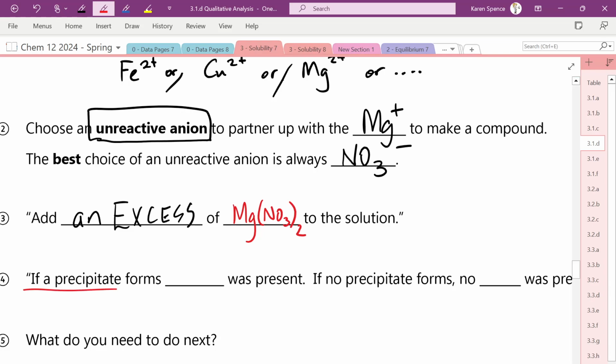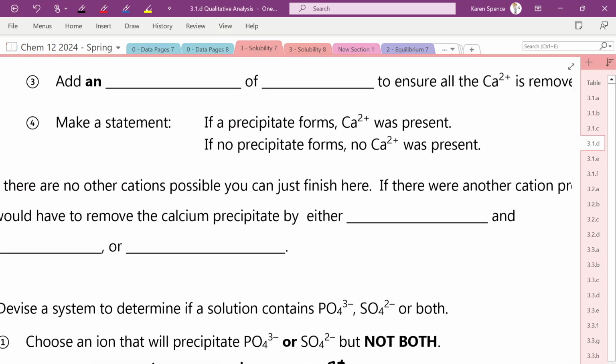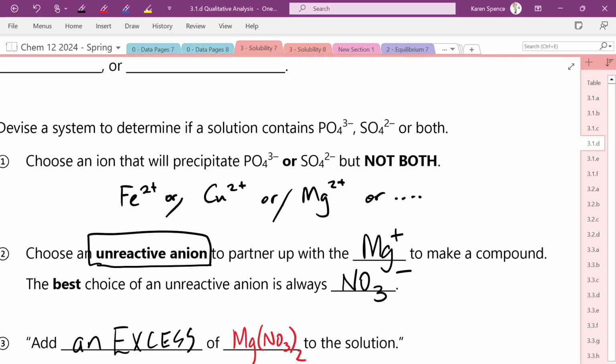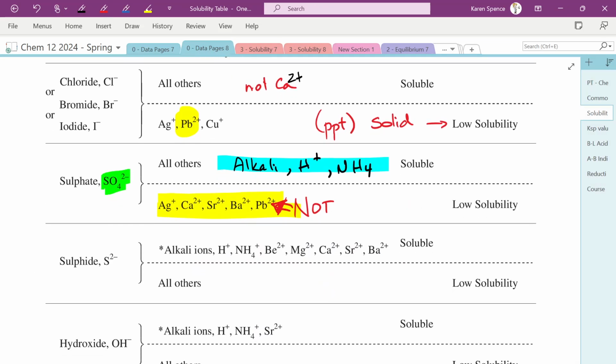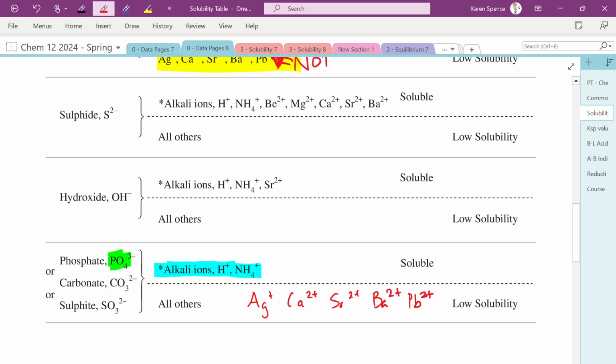If a precipitate forms, then we have to go back and say, who did that precipitate? Did it precipitate the phosphate or the sulfate? And if you forget, you can go back and say, who did it precipitate? Magnesium precipitated. Magnesium would be up here. Magnesium would be down here. So it precipitated the phosphate.